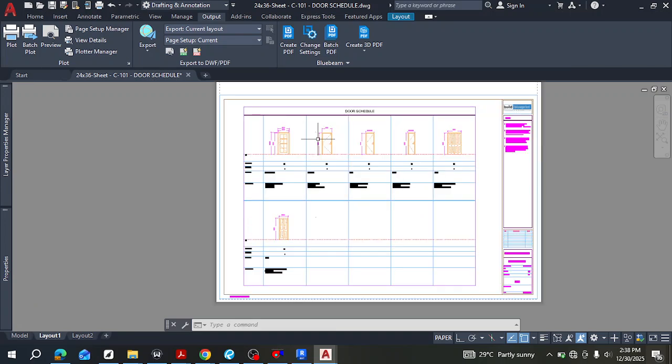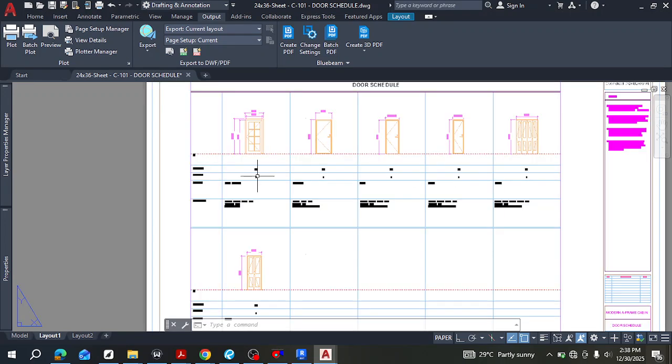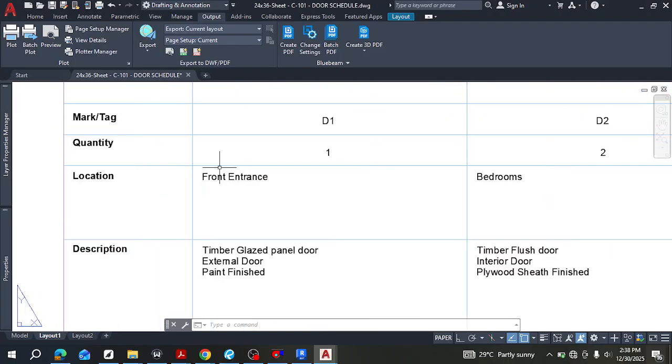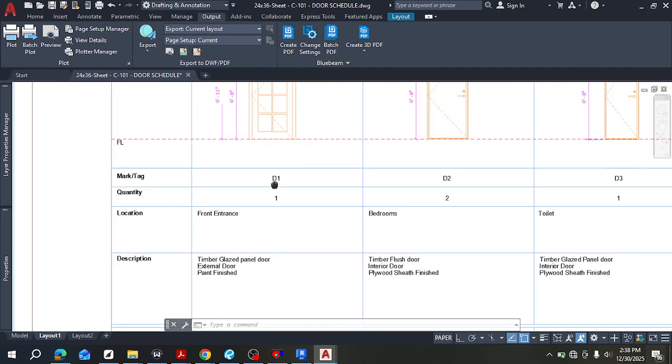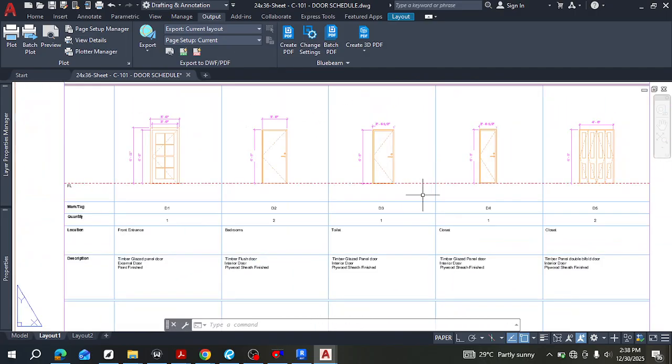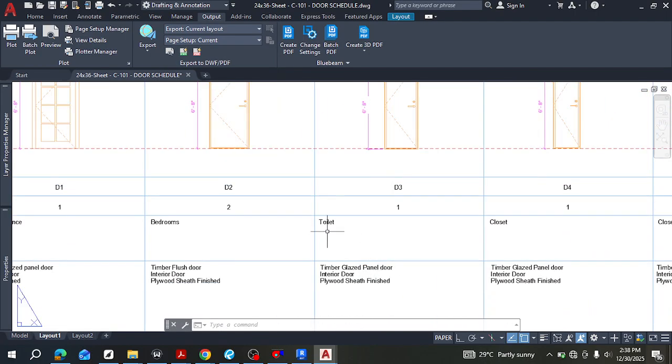Oh, this is the door schedule. It gives you the location, the description, which also gives you an idea of the materials. Then it gives you the tag, and then the dimensions too. Very helpful, right?